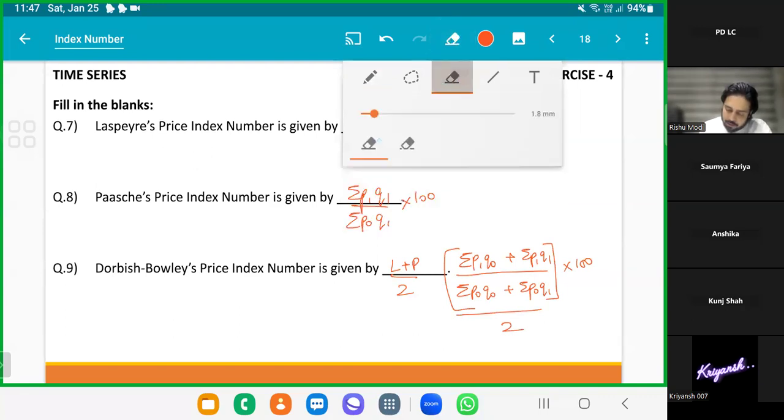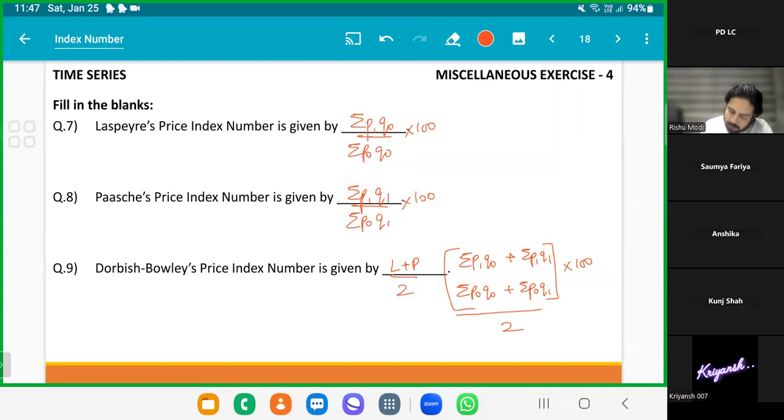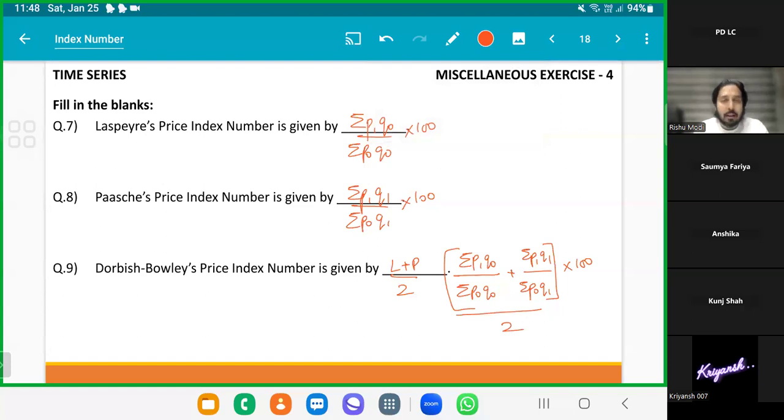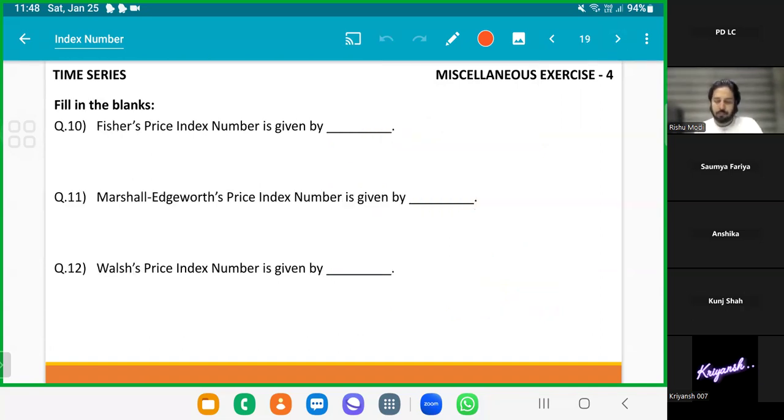Right? So this will be your formula, right? Okay. I just wrote the whole denominator. It's not the whole denominator. It's this. And you have addition only in between. Right? So this will be your answer for question 9. Okay. We move on to the next question. So again, we know that 10th one, Fisher, is root of L into P, but we won't write root LP. We will be writing the entire formula.